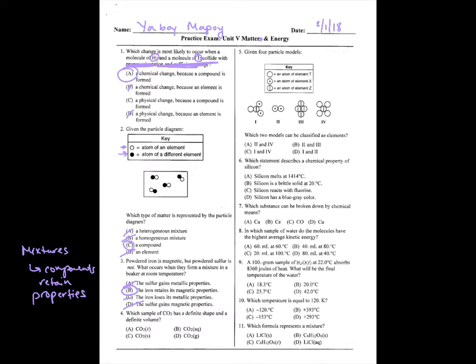Now, number 4. Which sample of CO2 has definite shape and definite volume? We should always think solid. So that's their choice C. Let's pick a different color now. Let's go with blue.